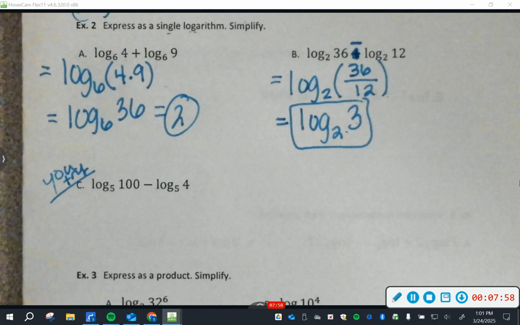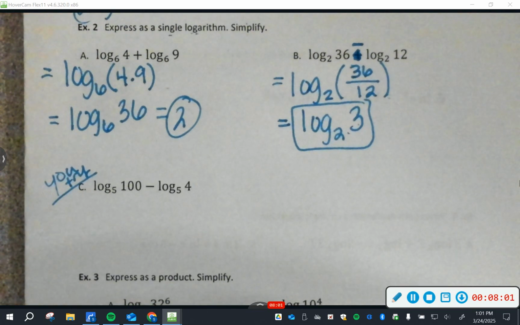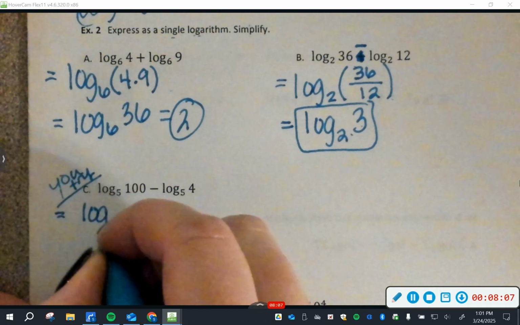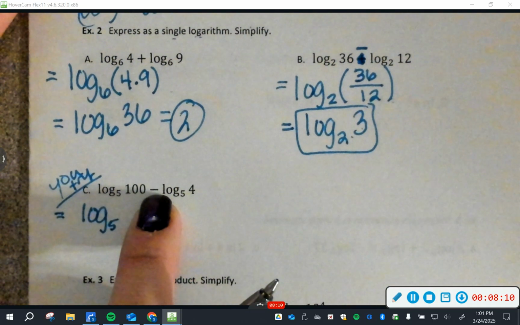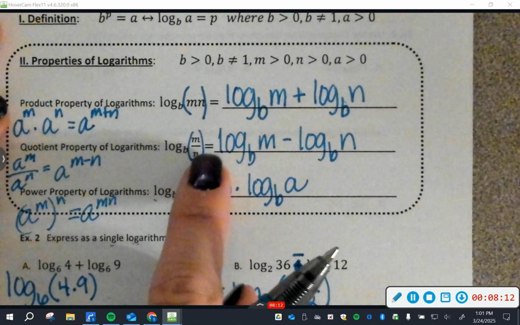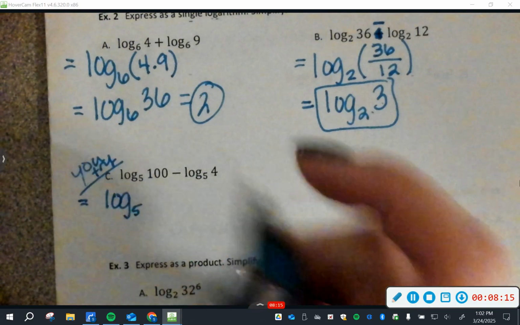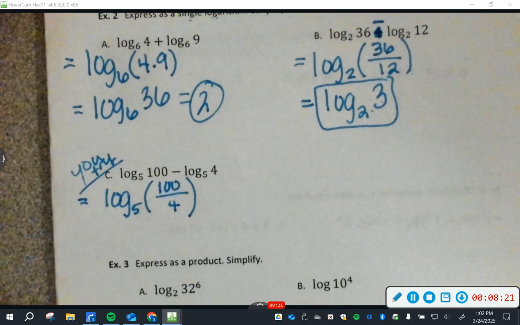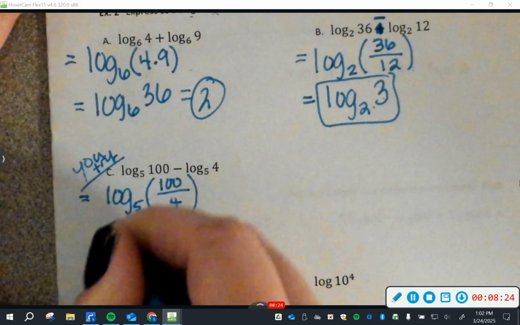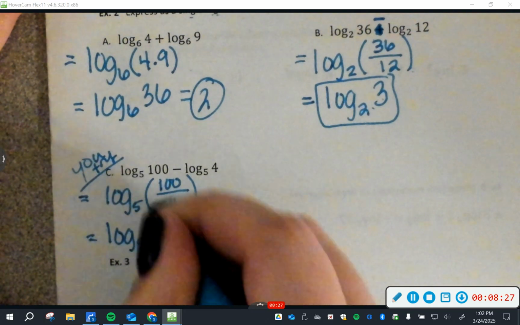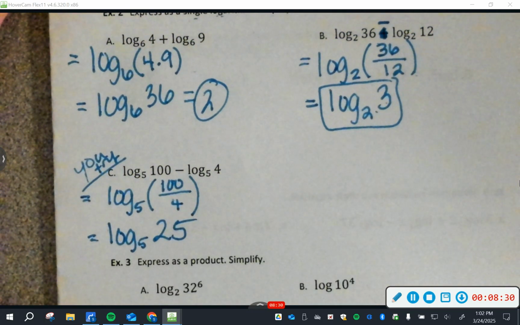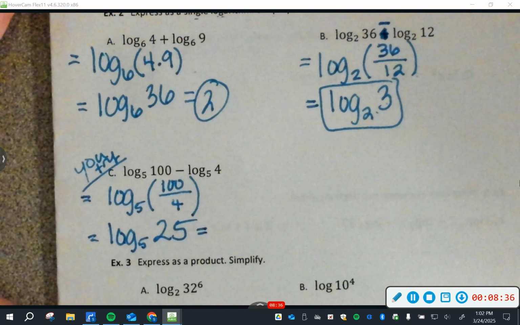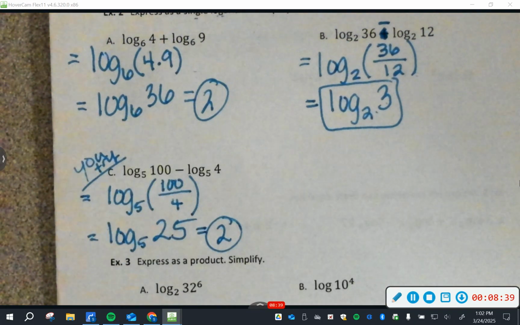Okay. This one will simplify all the way down, right? You'll be able to get a number answer for this one. So, when we put these together, since when they're separate logs at subtraction, when we put them together, we're going to divide the arguments. So it will be 100 divided by 4. And then 100 divided by 4 is just 25. And log base 5 of 25 equals what? 2. Because 5 squared is 25.